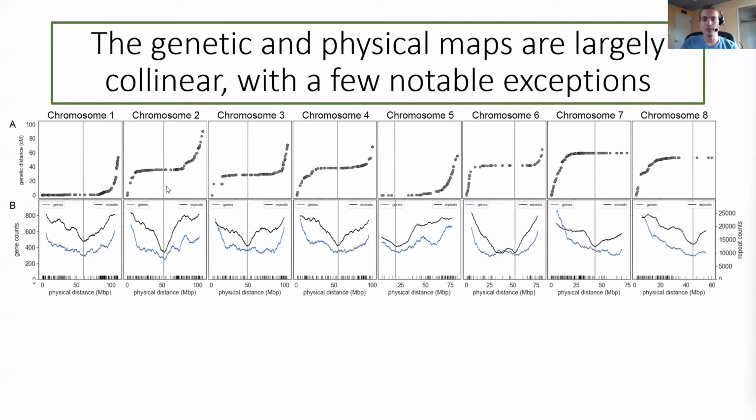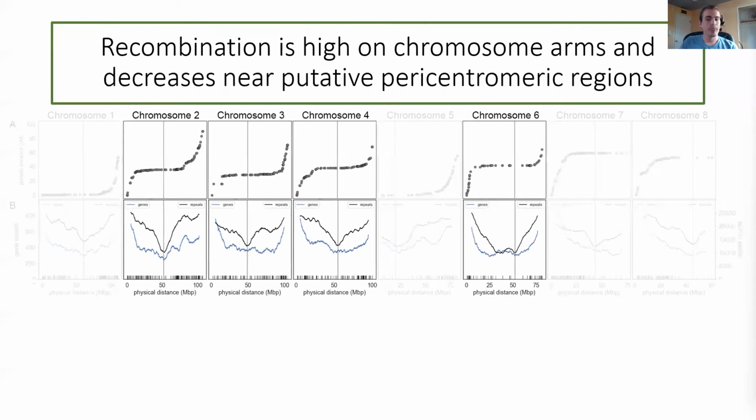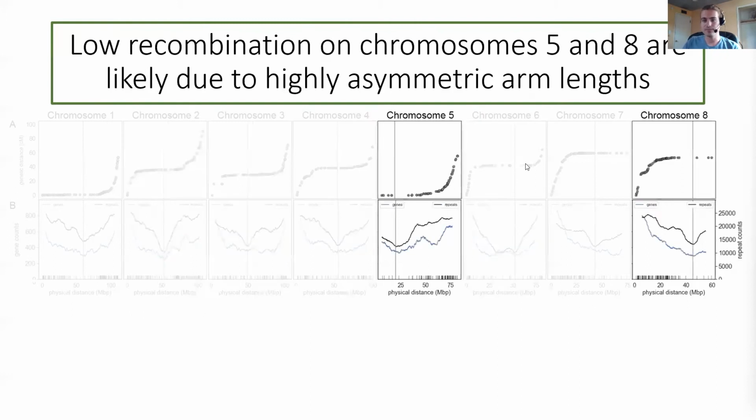I estimated the location of those centromeres using genome scans of gene density, shown here in blue for each of these chromosomes, and repeat density in black, with the expectation being that the density of these elements should be lower in pericentromeric regions. Across these 8 chromosomes, we see a few patterns that I'd like to draw our eyes to. First, for 4 of the 8 chromosomes, we see the expected pattern that we outlined before, where recombination is high towards the ends of the arms of the chromosome, and recombination is low in pericentromeric regions.